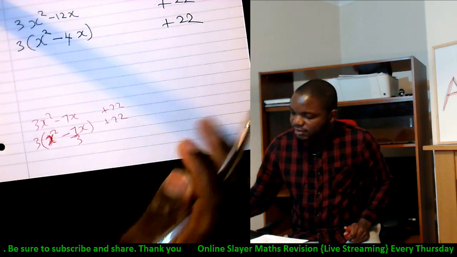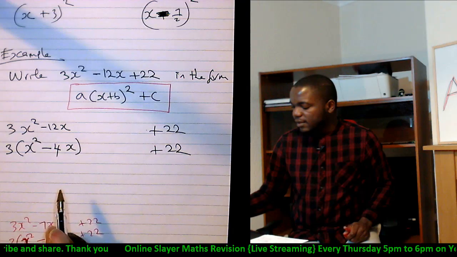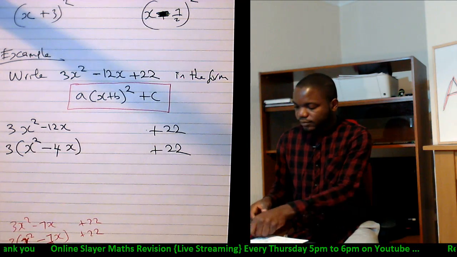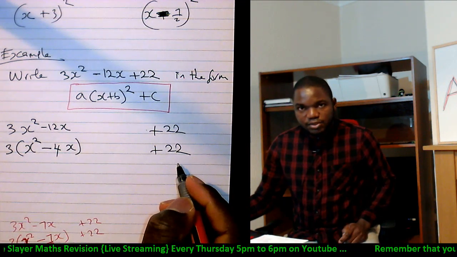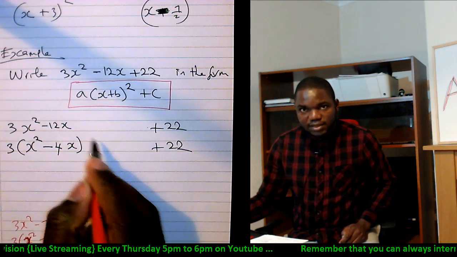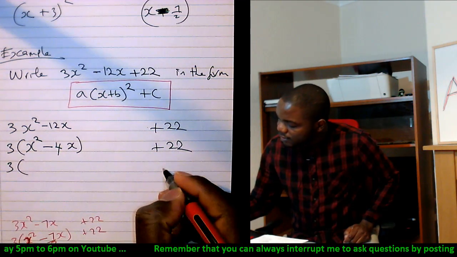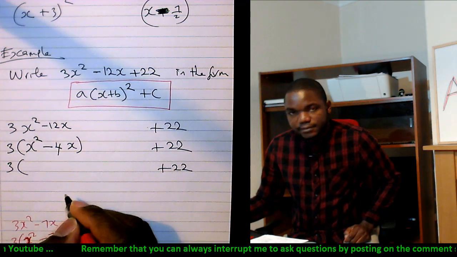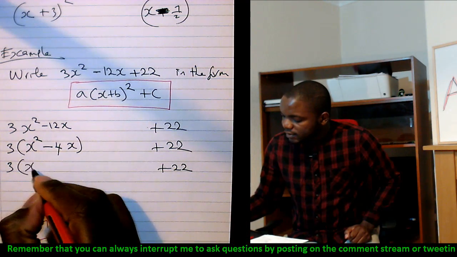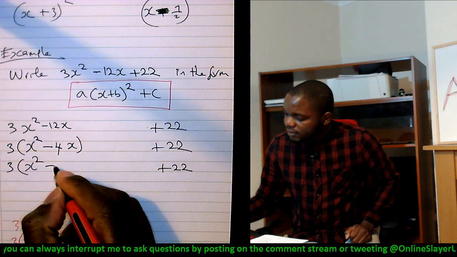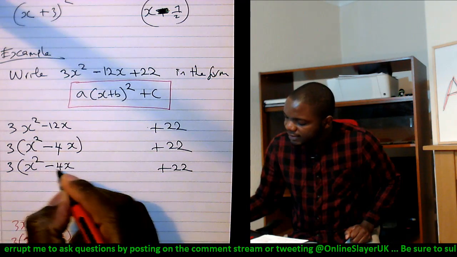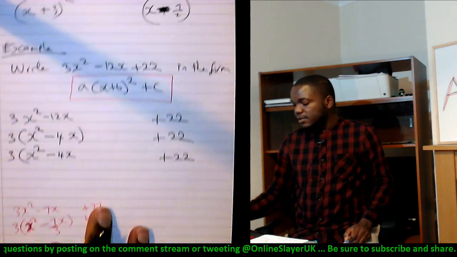You want to complete this square. So here you want to complete this square. Remember, you still have your plus 22 there. You've got 3 outside this bracket. 3 is still outside this bracket. You've still got your plus 22 here. X squared minus 4x. Let's complete this square. So go ahead and complete this square.